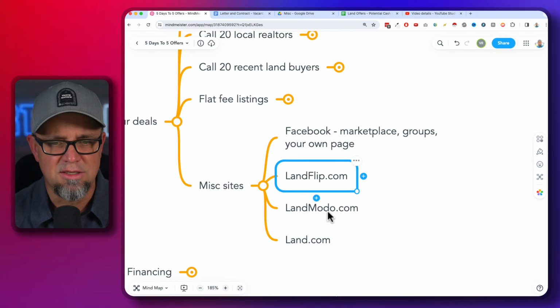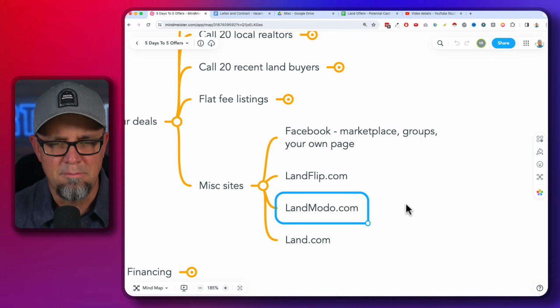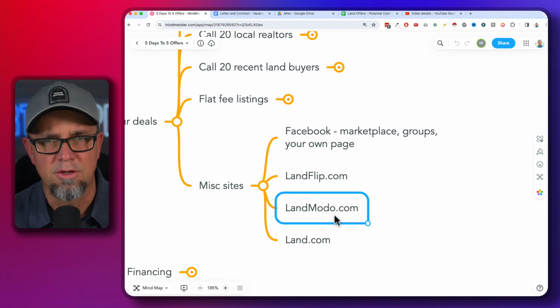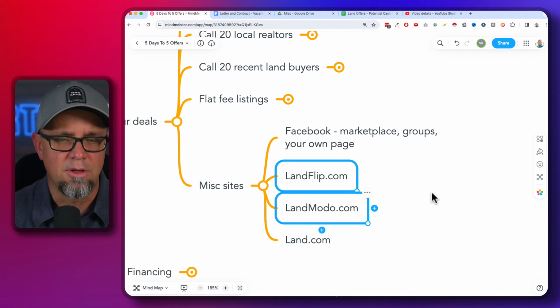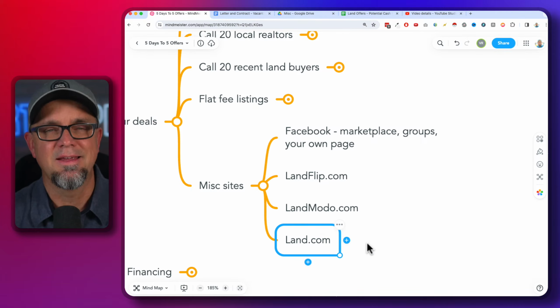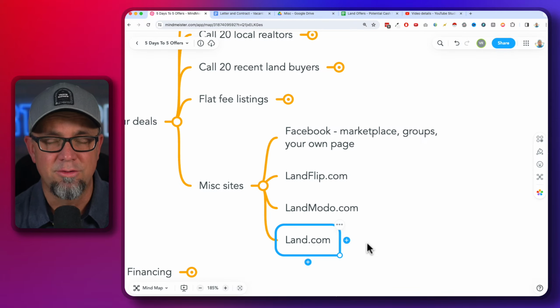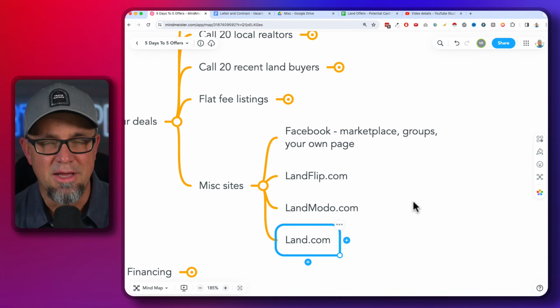These are two good websites, Landflip and landmodo.com, that are more investor friendly. Scott Todd has a great website at landmodo.com. I'd recommend checking that out, especially if you're selling your deals with owner financing. Both of these, you have to pay a little bit to get your properties on, but they're good. Now, land.com is ridiculously expensive. We were paying like $600 a month. We just recently canceled it because we're selling all of our deals on the MLS. But if you want, you can put them on land.com.